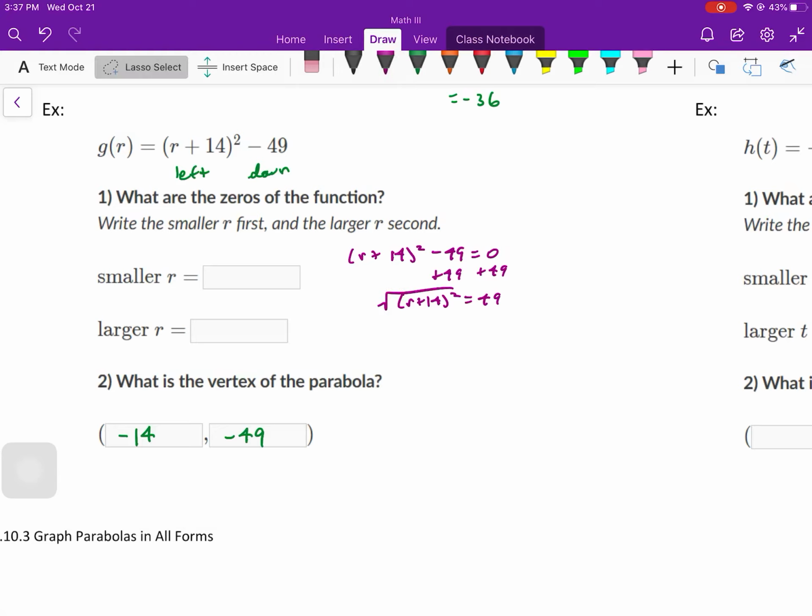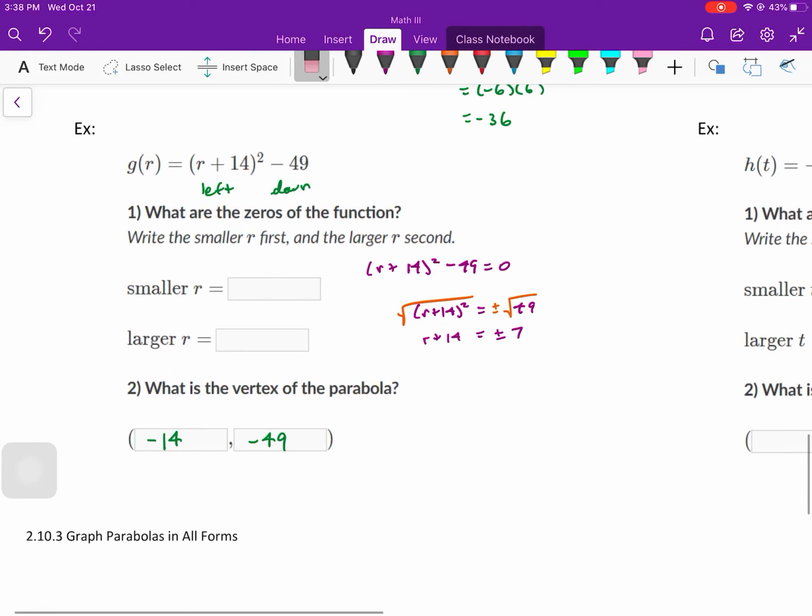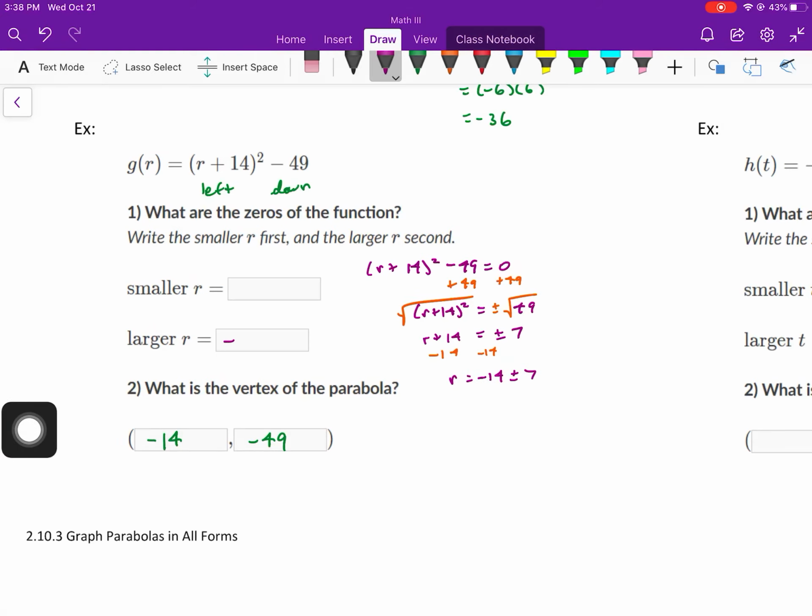Square root both sides. We do that in a different color so we can see that as an operation. And that gets rid of that squared. So now we're going to have r plus 14 equals plus or minus 7, because the square root of 49 is 7. Then subtract the 14. So r equals -14 plus or minus 7. So -14 plus 7 is going to be -7, and -14 minus 7 is -21.